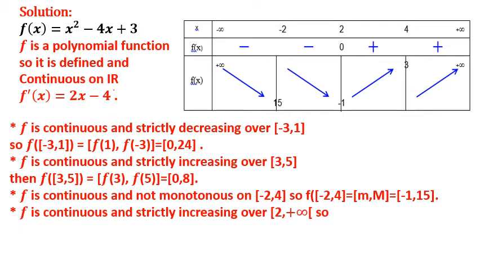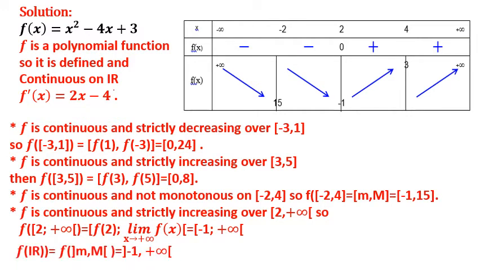If f is continuous and increasing over the interval [2, plus infinity), then the image of the interval is [f of 2, limit of f at plus infinity). f of 2 is minus 1 and the limit of f at plus infinity is plus infinity.